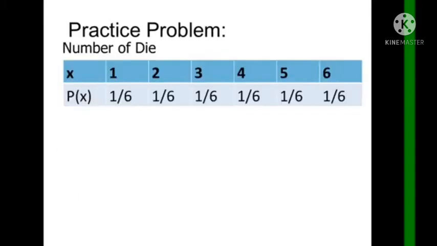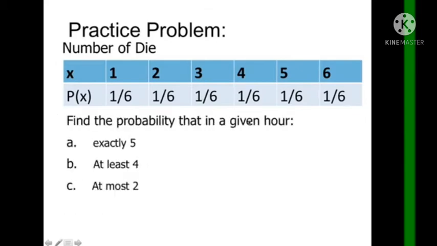Okay, another example. Number of die. So, in a number of die, we have 1, 2, 3, 4, 5, 6 because we have only 6 faces for a die. No? Yung die or dice na sinasabi ninyo kapag naglalaro kayo ng snake and ladder. Yan. So, meron tayong probability ng die, which is 1 over 6, 1 over 6, 1 over 6, 1 over 6, 1 over 6, and 1 over 6, which is equal to 1, right? 1 plus 1 plus 1 plus 1 plus 1 plus 1 is 6 divided by 6. The answer is 1.